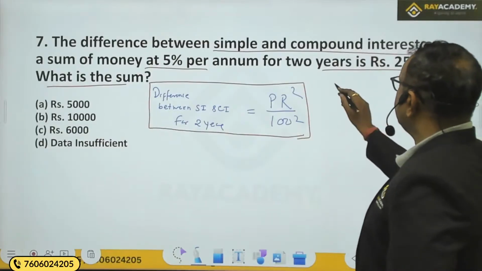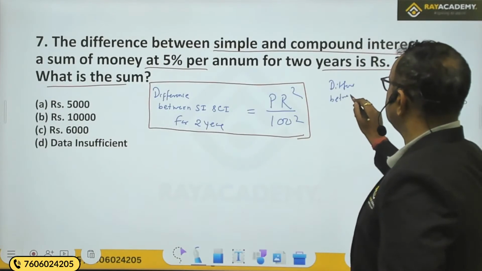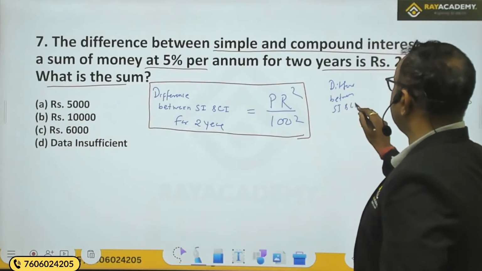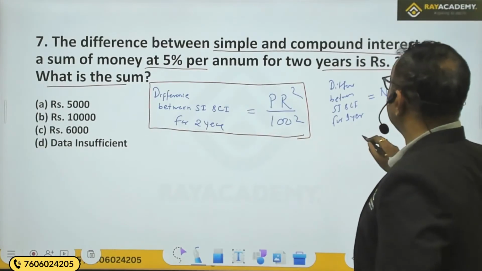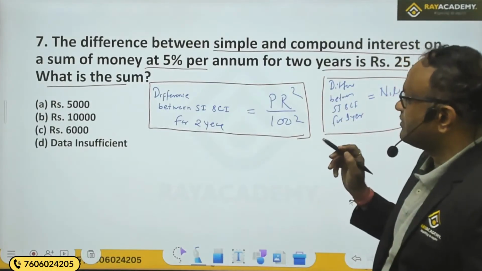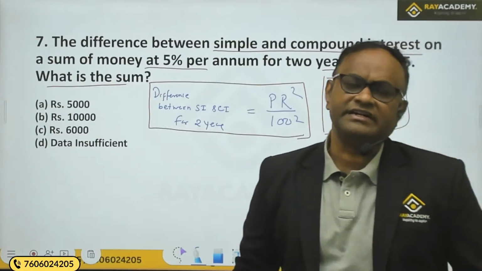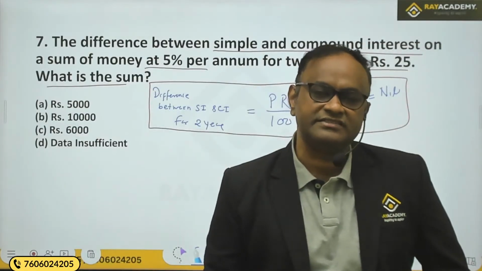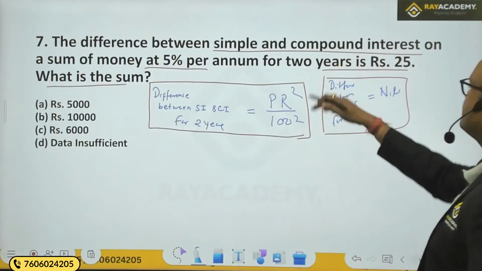Okay. Difference between SI and CI for 1 year. If we see 1 year, there is no difference. So answer is nil. Answer is 0. These two formulas you remember. For 2 years it is PR square by 100 square. For 1 year, you know, there is no difference. Whatever interest SI generates, compound interest also generates the same interest. Okay. Now you can use this formula.